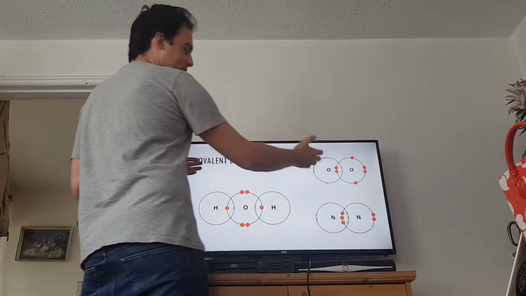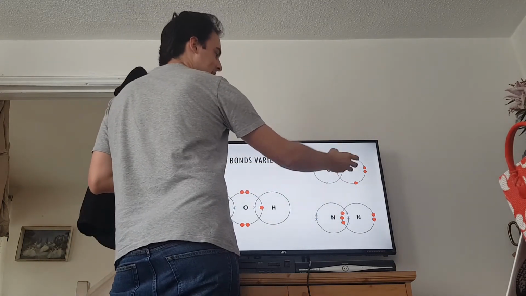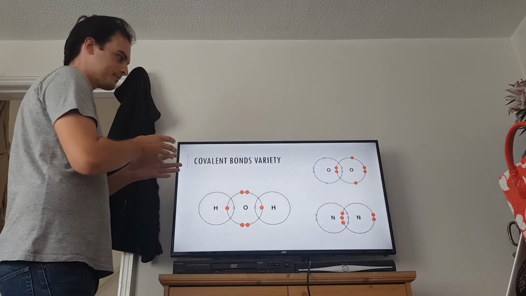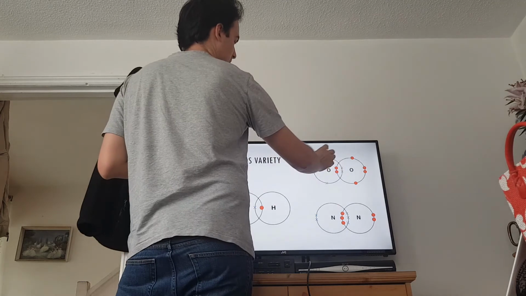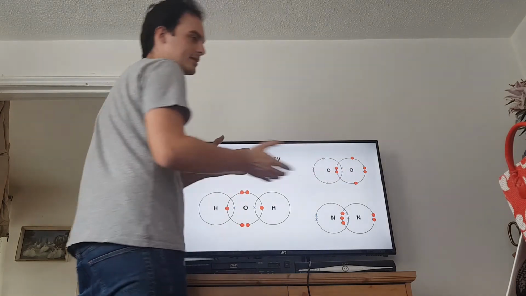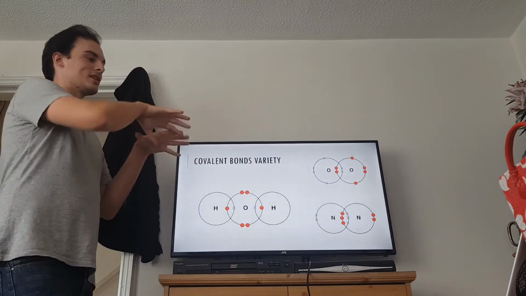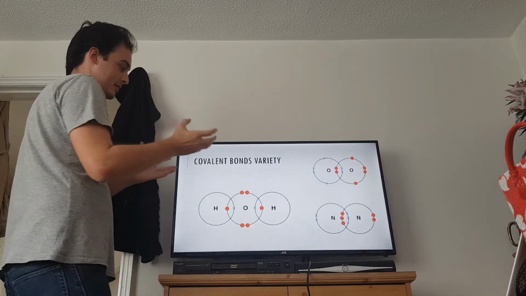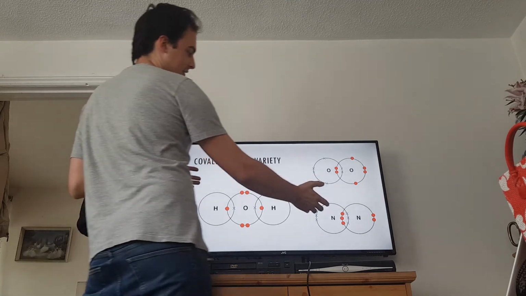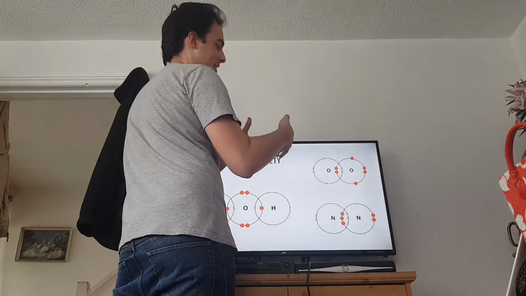And if you think about it, this has now given 8 electrons for each oxygen, which is a much more stable state. Wait, am I right about that? 1, 2, 3, 4, 5, 6, 7, 8. Yes, 8. It has 8 electrons, so now all the orbitals are filled. It's much more stable than what it was at just 6. And the same for nitrogen. This has now got nitrogen to a point where it has 8 electrons.